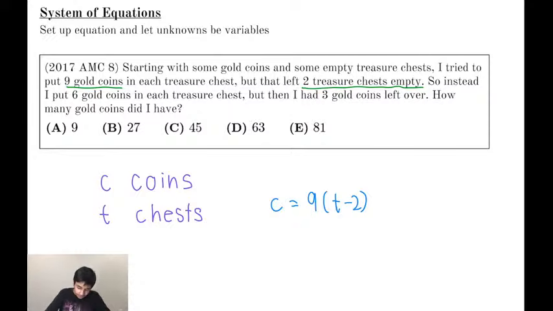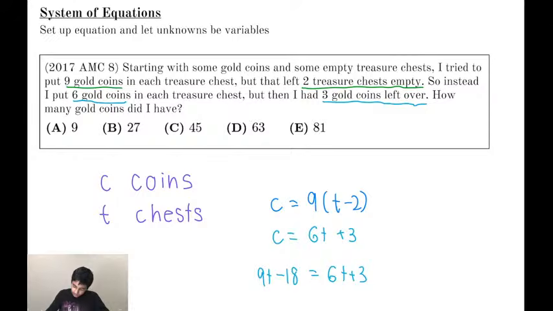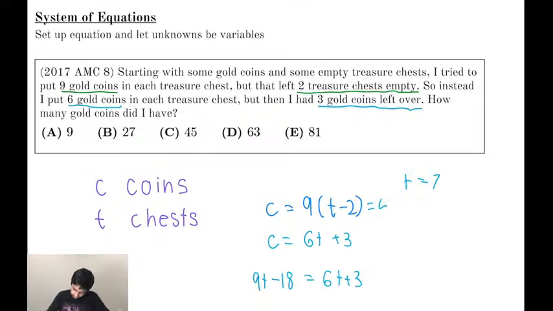But then we also see that later, instead, he put 6 gold coins in each chest, but then there's 3 gold coins left over. So then the number of coins is equal to 6t plus 3. But then we know that 9t minus 18 is equal to 6t plus 3, meaning that 3t is 21, or t equal to 7. And if t is equal to 7, then the number of coins is just going to be 9 times 7 minus 2, or 45. So 45 is our answer.